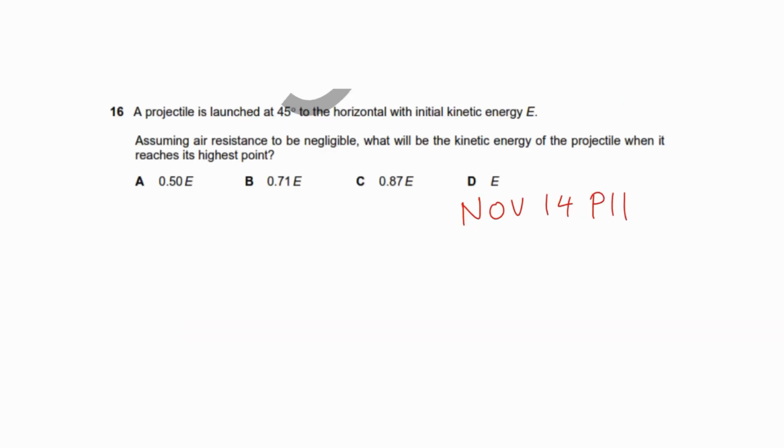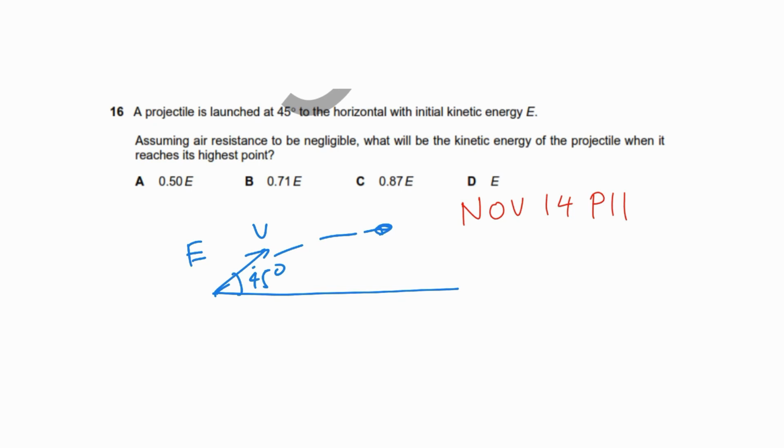This question is related to projectile motion. When the projectile is launched at 45 degrees with initial KE E, probably we can draw it out. Let's say this is the horizontal, this is 45 degrees. You're launching it at the speed V, which we don't know how much, but we do know the KE is E. Now, what will be the KE at the highest point?